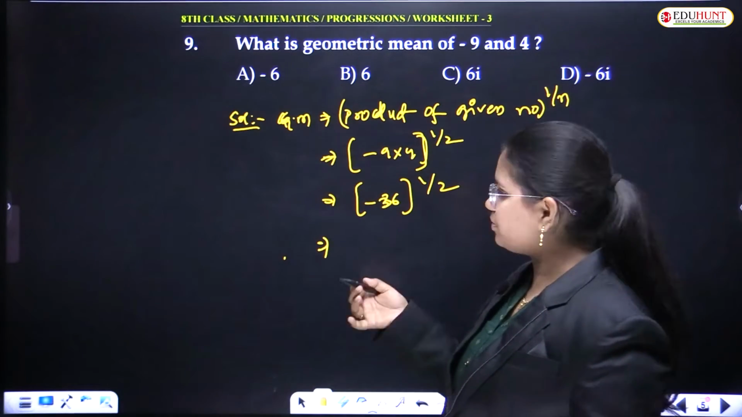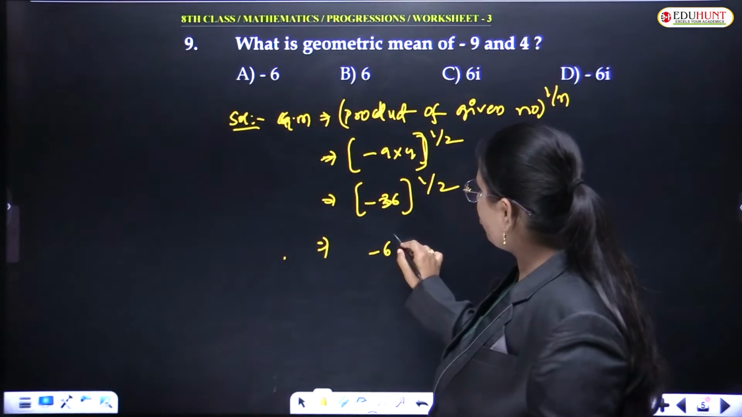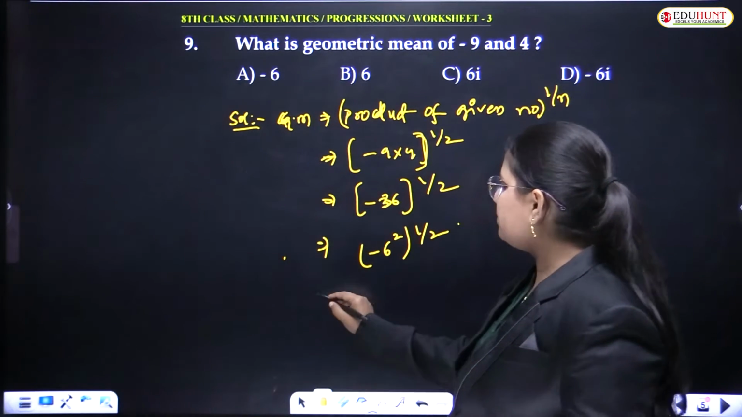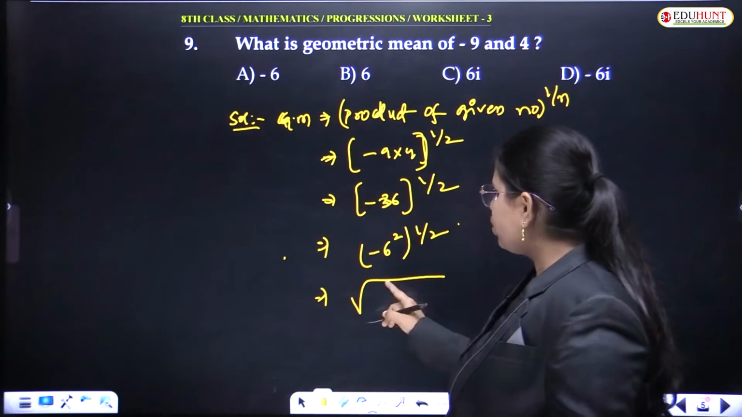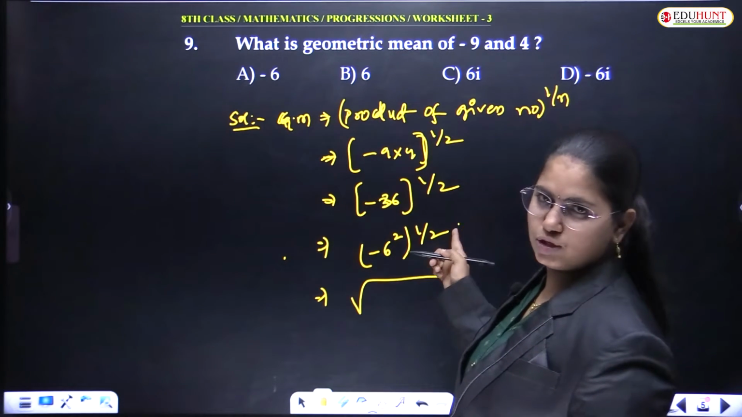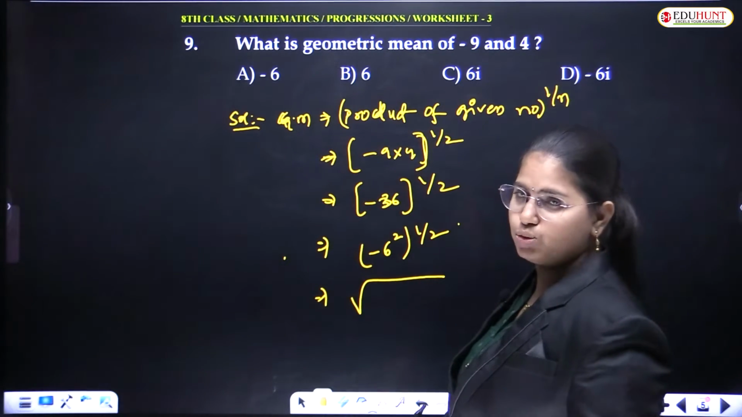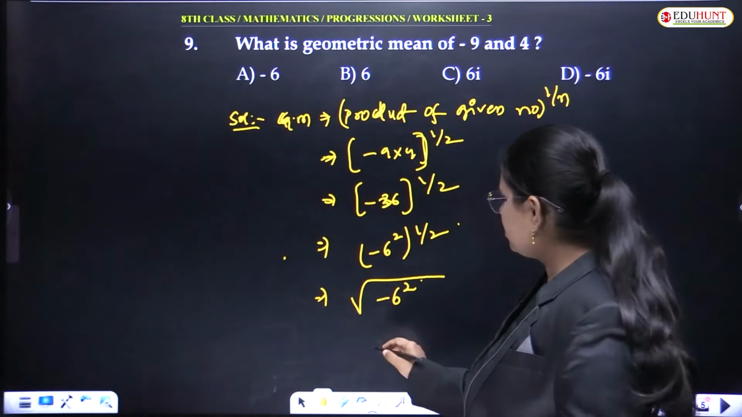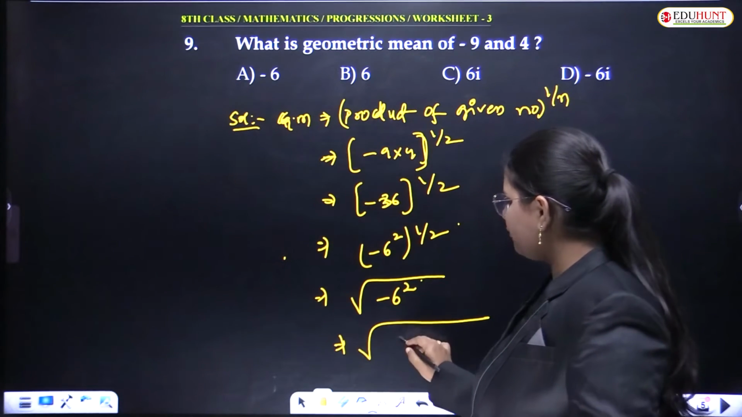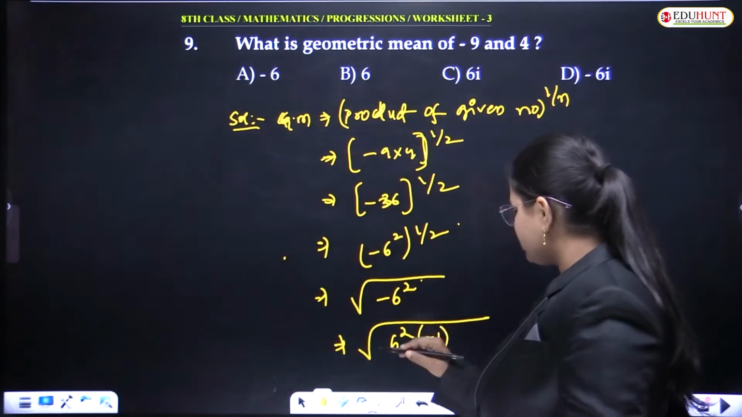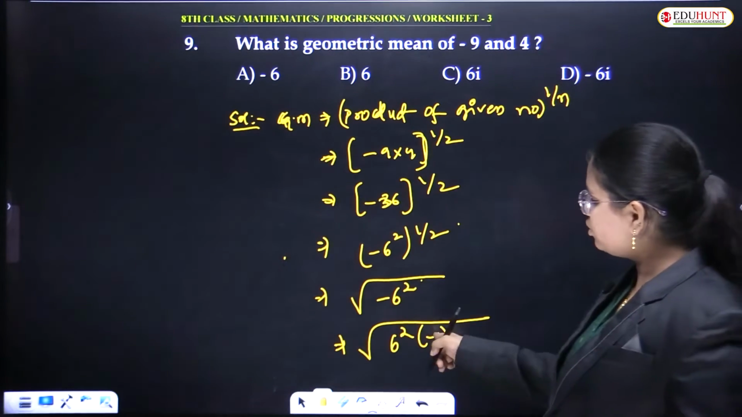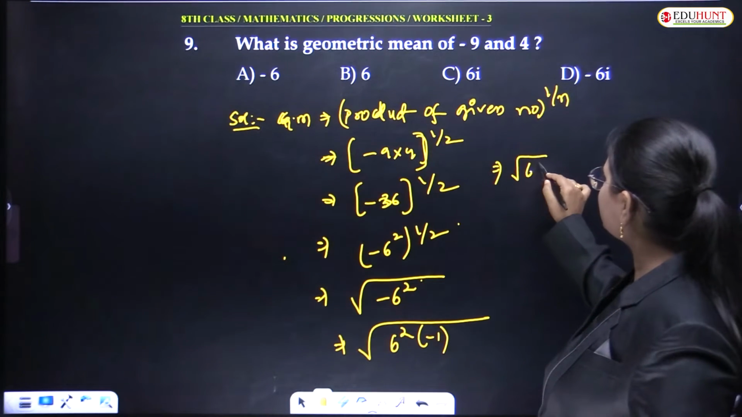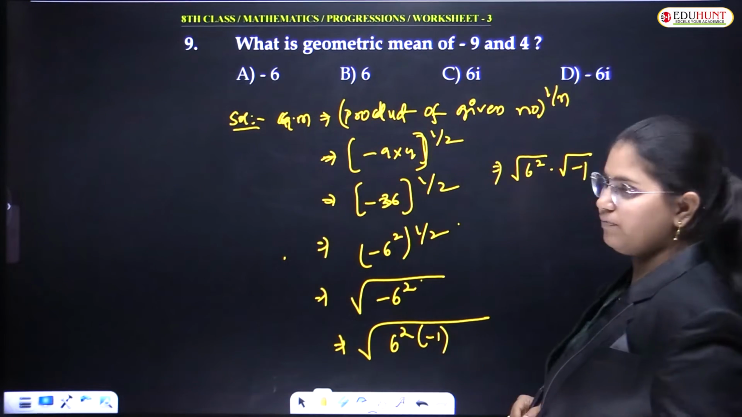Minus 36 can be expressed as minus 1 into 6 square, to the power of 1 by 2. A power of 1 by 2 can be expressed as root. Root is nothing but the power 1 by 2, correct? So this can be further written as 6 square into minus 1. If I separate this root, what will I get? Root of 6 square into root of minus 1. Yes or no?